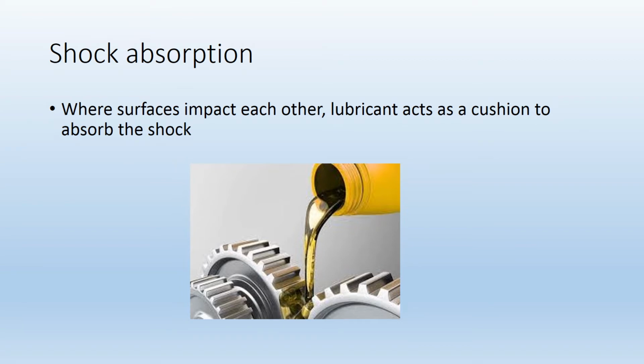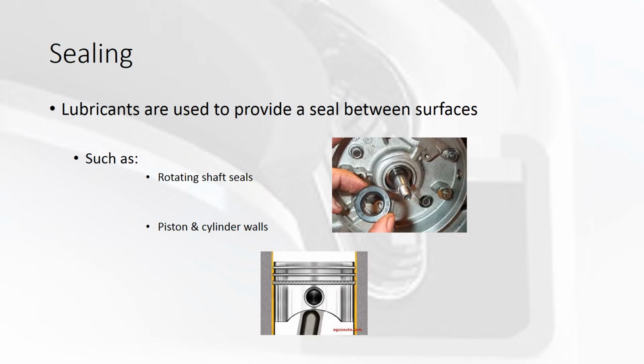Shock absorption. When two surfaces impact each other, lubricant acts as a cushion to absorb the shock. This type of action happens on the face of all gears when they come in contact with each other. Sealing. Lubricants are used to provide a seal between moving surfaces such as rotating shaft seals and also piston and cylinder walls.